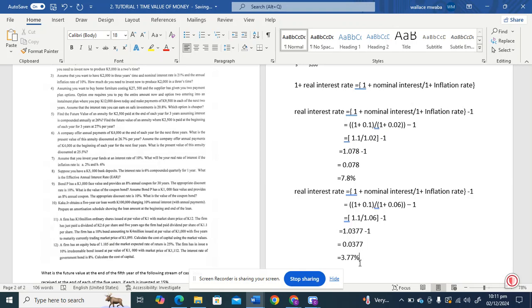So as we can see, the higher the inflation, the lower that you're getting in your returns. Okay. Yes. Any questions?